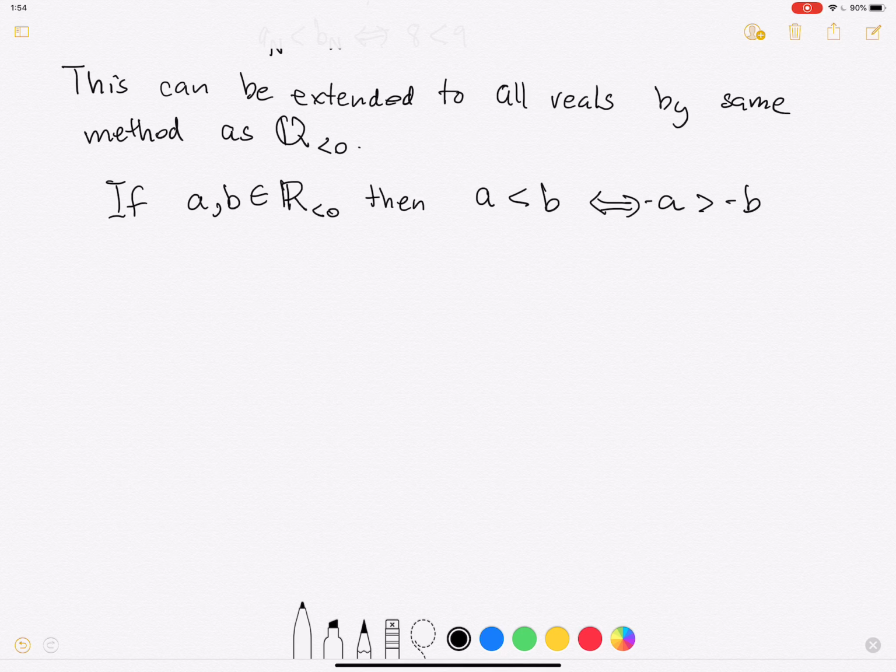And we know how to tell when one is greater than the other, because here negative A is going to be positive and negative B is going to be positive, so we have that ordering defined from before. And if one is positive and one is negative, say 0 less than A and B less than 0, A is going to be greater than B.